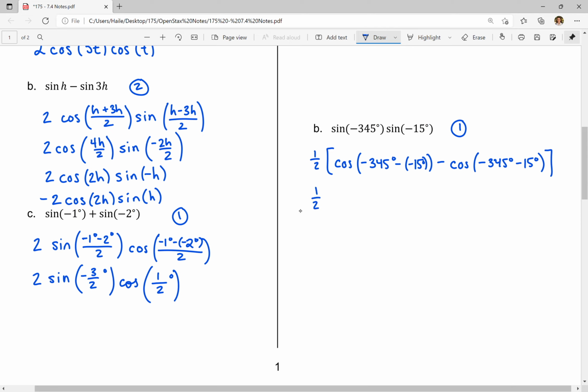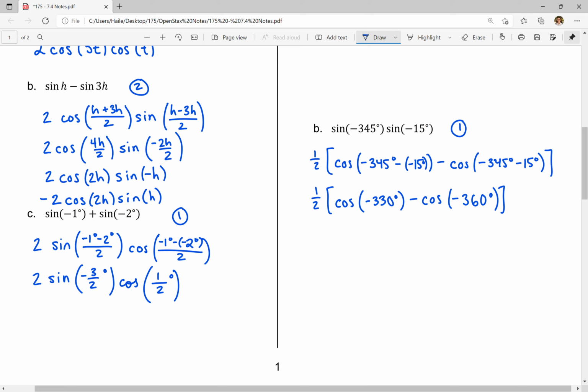So we can say that this is 1/2 times the cosine of, negative 345 plus 15 will give me negative 330. And we're going to subtract from that the cosine of negative 345 minus 15, which is going to give me negative 360. So we have the cosine of negative 360 degrees as our second cosine.